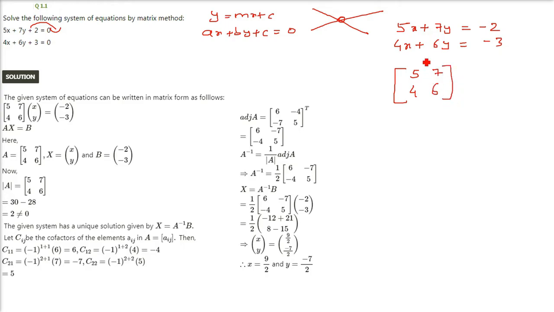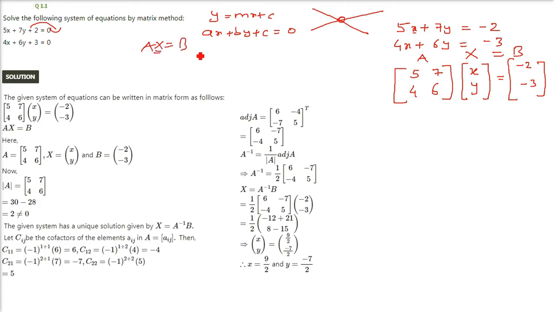This is the matrix. We call it A. You can call it any letter. And what are x and y? This is x and this is y. We call this the x matrix. And this is equal to, on the right hand side, negative 2 and negative 3. Okay, so this is AX equals B.